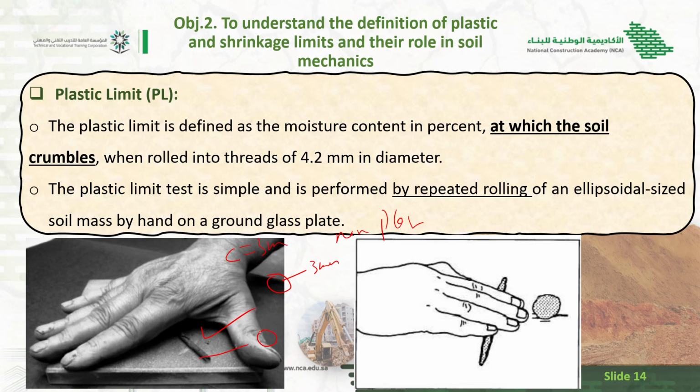You can see this is the diameter. If the diameter of the soil by rolling is equal to 3 mm, or less than 3 mm, maybe 2 or 1, but it is not cracked, not crumbled, not broken, so it is called plastic limit. But if it crumbles or cracks before 3 mm, like at 4 mm or 5 mm, it is not in the plastic limit. We will see this in the practical session.